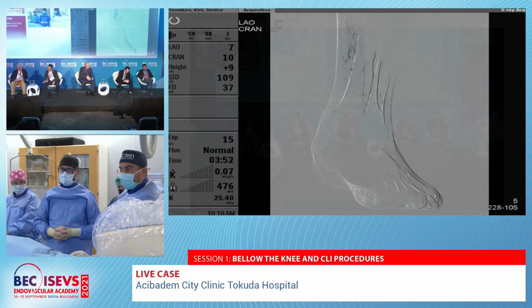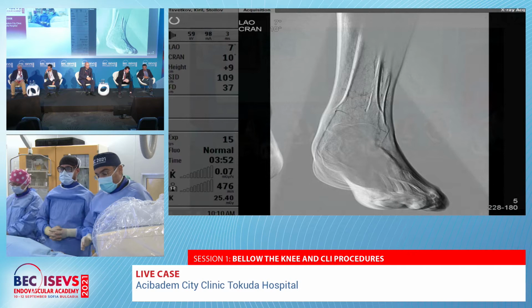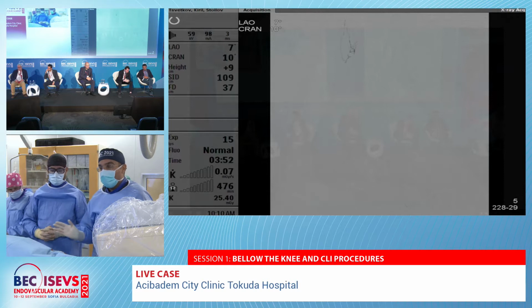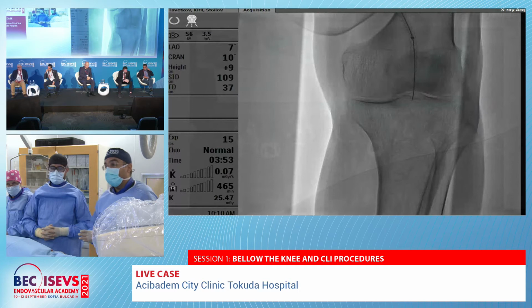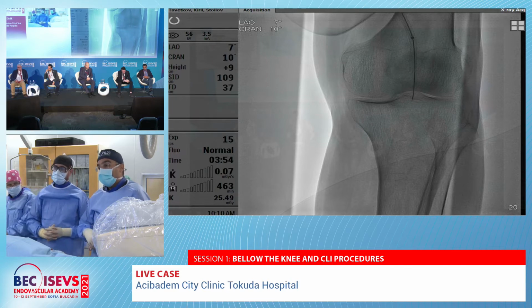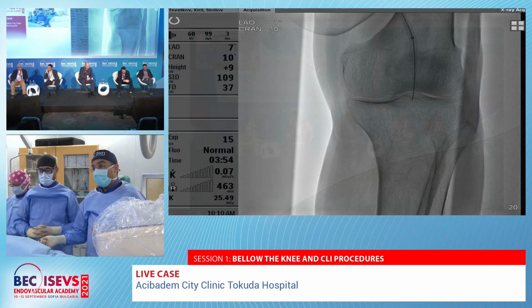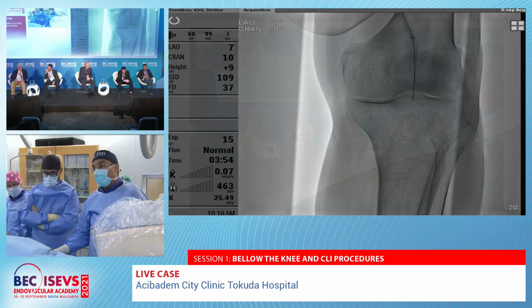So what we have done here is that we have already inserted a 6F Fortress sheath, the sheath from Biotronik. You can select whatever you want. The point is you have to go as distally as possible in order to have enough pushability. So we are now up to the end of the sheath, so we cannot go further distally. And then we decided to go for a support catheter. We are using the Cornelian catheter from Biotronik, which is an 018 platform, and through this a Command 18 wire.